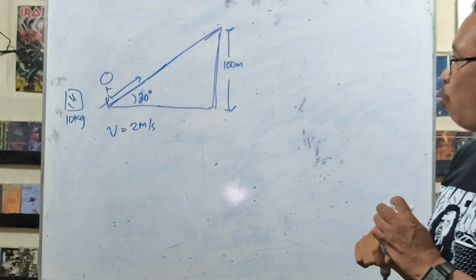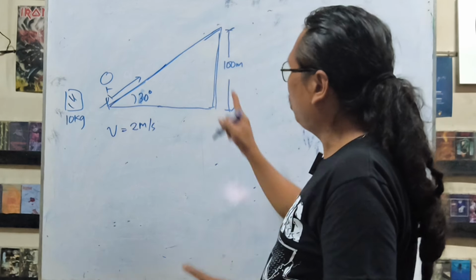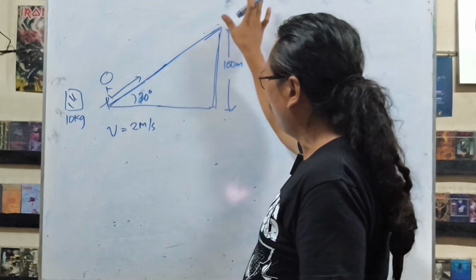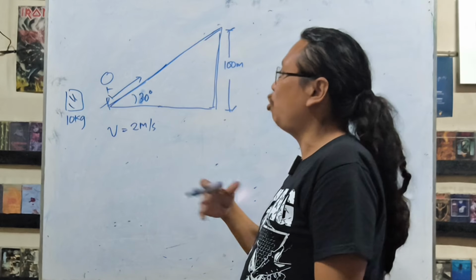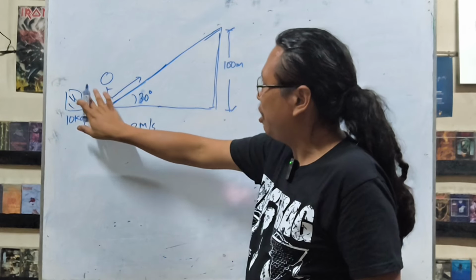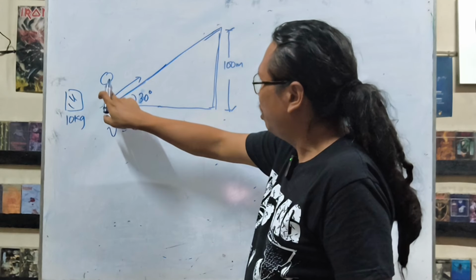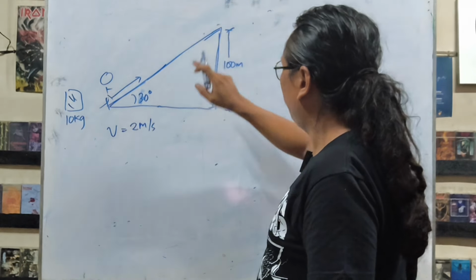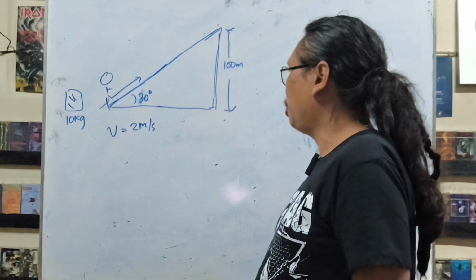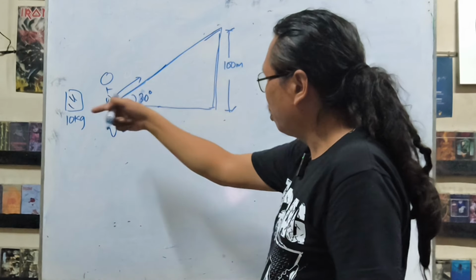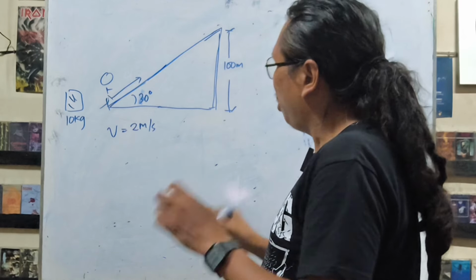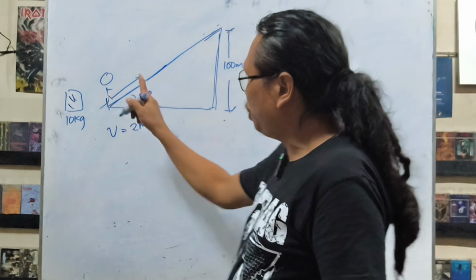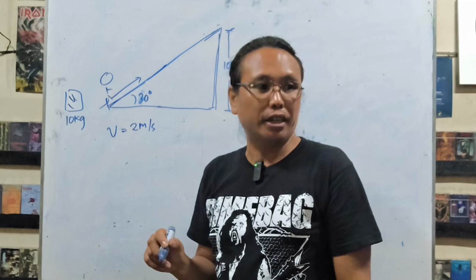So we want to know what is the work done in doing so. What energy do you consume or spend in carrying this load from the bottom to the top, in which the height is 100 meters, and let's assume that this is 0, the ground. So first let's start solving this one, and first let's draw the free body diagram.